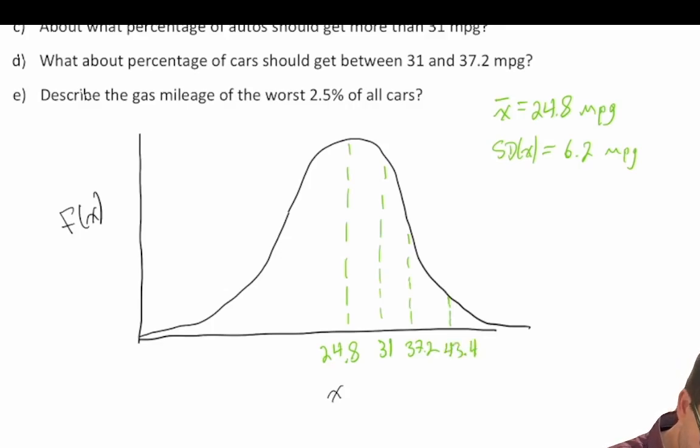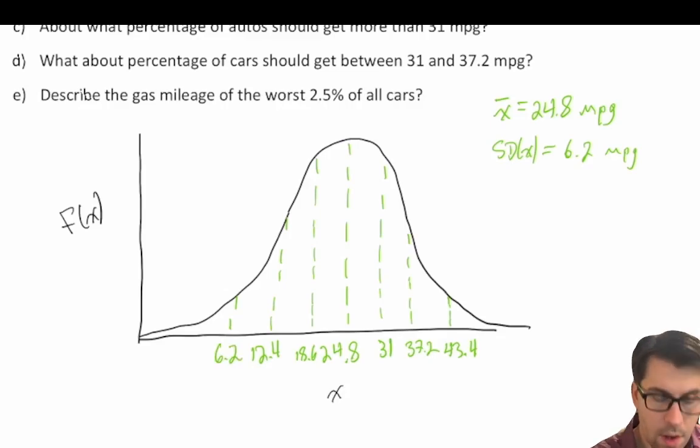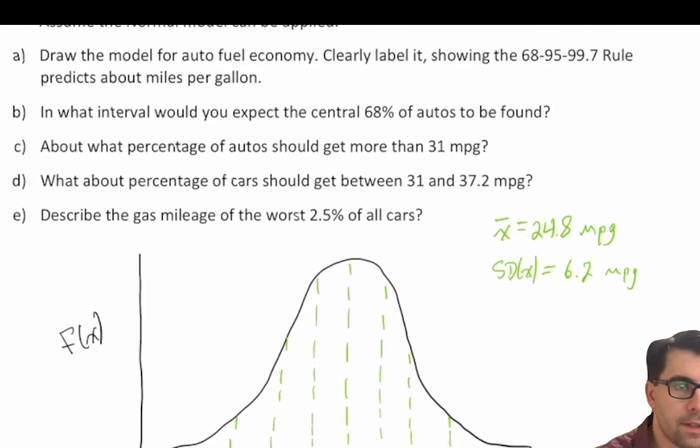43.4. In the opposite direction, 1 standard deviation below our mean, so 24.8 minus 6.2 gives us 18.6. Minus 6.2 gives us 12.4. Minus 6.2 gives us 6.2. Okay, so that's our basic labeling.